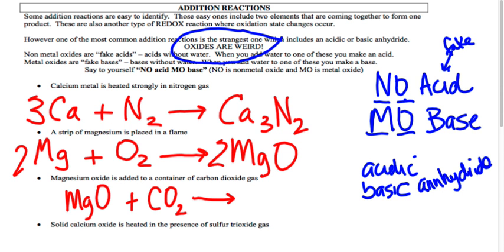So metal oxide, magnesium oxide, would be a fake what? Fake base. Carbon dioxide would be a non-metal oxide, so a fake acid. Going back to what you know, if you add an acid and a base, you always make a what and a what? Water and a salt. Since there's no water here, if we had a fake acid and a fake base, what are we just going to make? A salt. No water. So we're just going to make a salt.